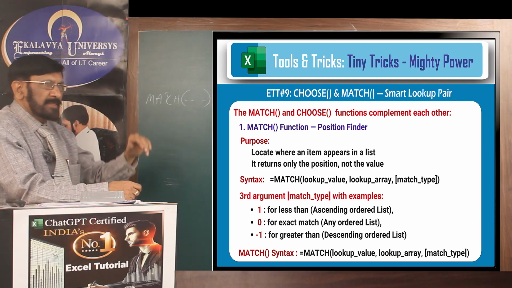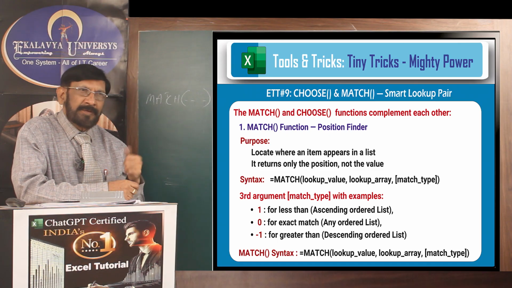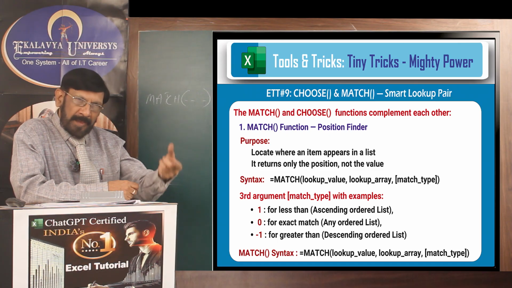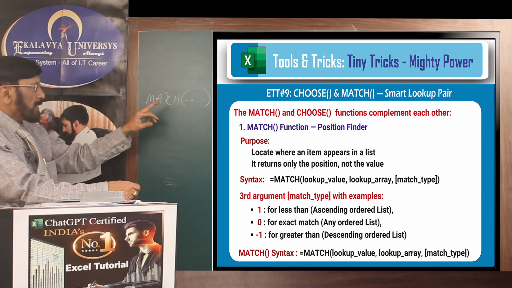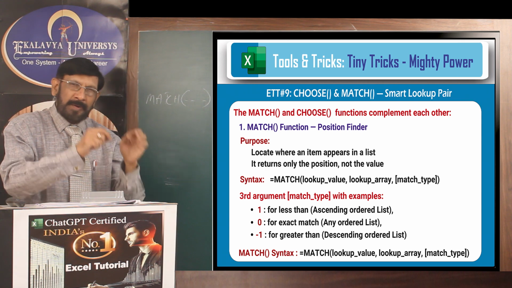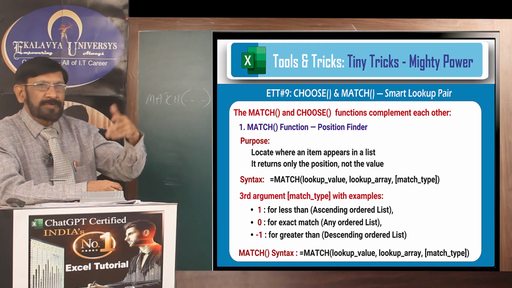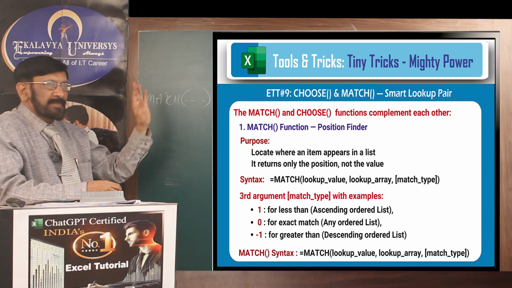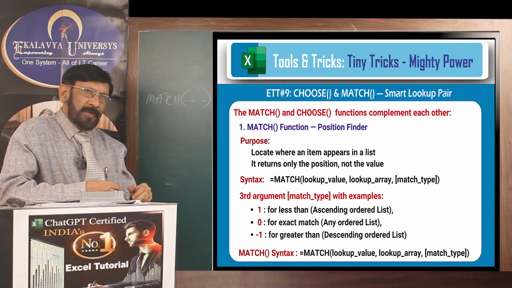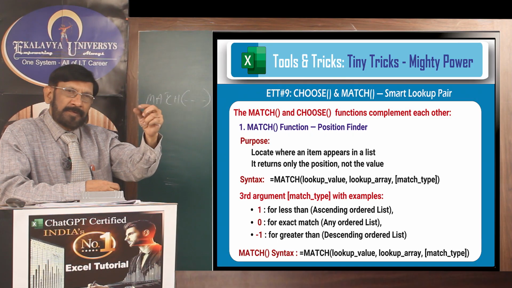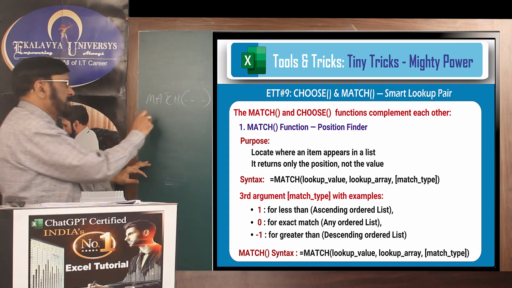As far as this is concerned, there are 3 arguments here. You see, lookup value means searching value, lookup array, the list, and match type. Match type I have to explain. So, the first one is the value whose position you want to find out. The second one is the list in which you want to find it. For the list, you have to give the cell references, like C1 to C100. Thereafter, match type.